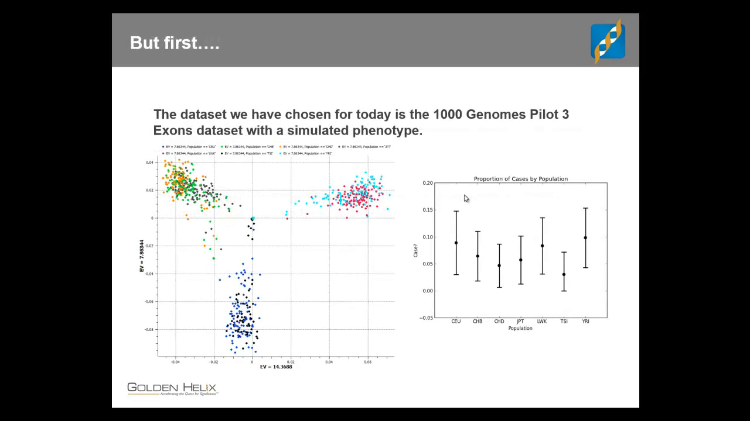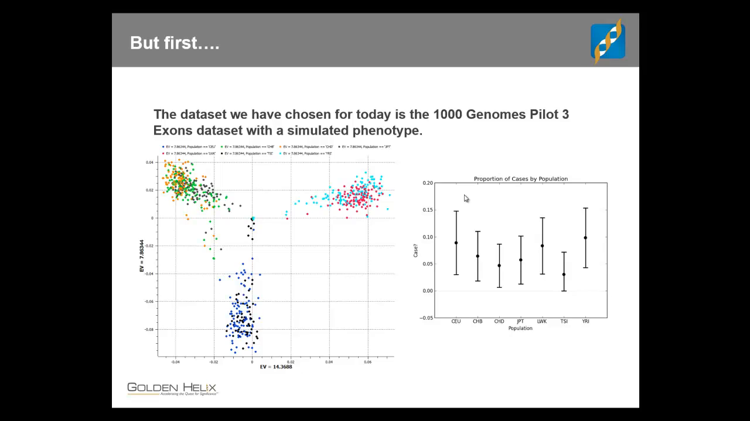But first, let's talk a little bit about the data set that I used today. I did use the 1,000 genomes pilot 3 exons data set with the simulated phenotype. And this is an older data set, but it's a nice clean data set, exons primarily only. We did have to do some filtering to remove any variants that were outside of exon regions. And there are newer 1,000 genomes data sets. This is one that we have prepared and ready for our KBAC tutorial, or variant analysis tutorial. So I felt that it was good to use that in this case for demonstration purposes.